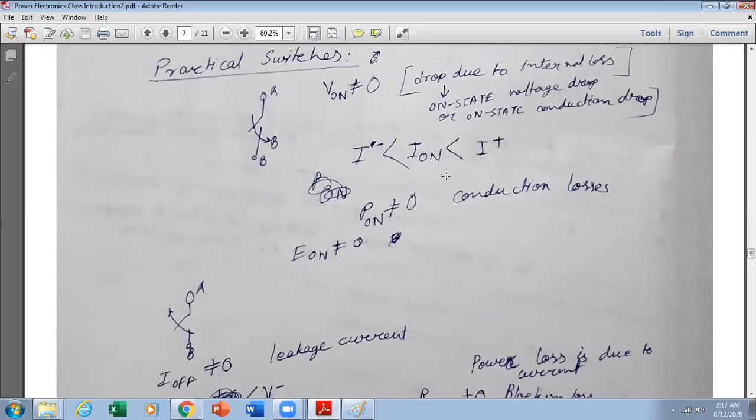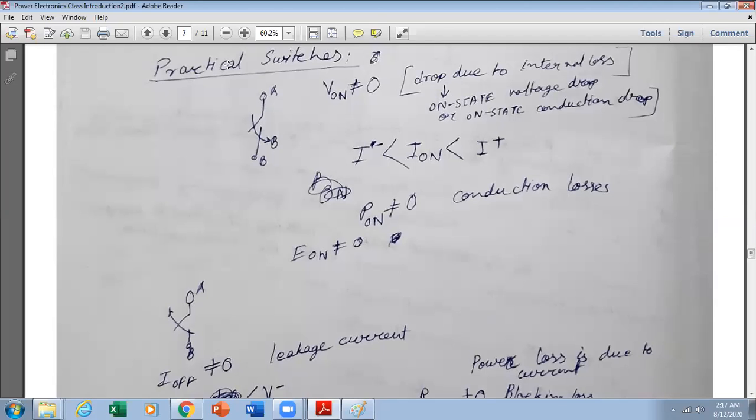And I on, that is the conduction current, will also have some definite value. These are not at all infinity. So for practical cases, the conduction current value should not be infinity. It should be within some range, so it should have some particular value. So conduction loss is also not zero. It has some value, and that is called conduction loss. Conduction energy is also not zero.